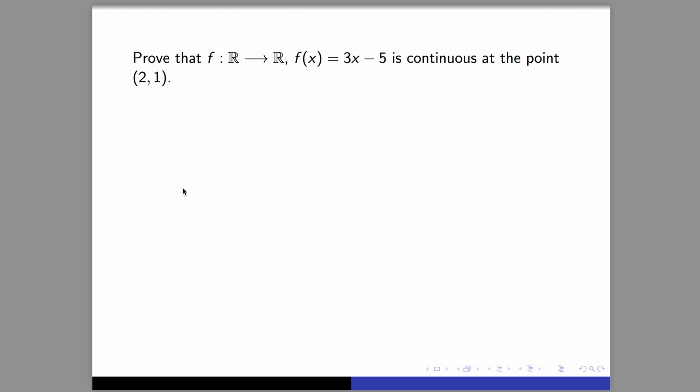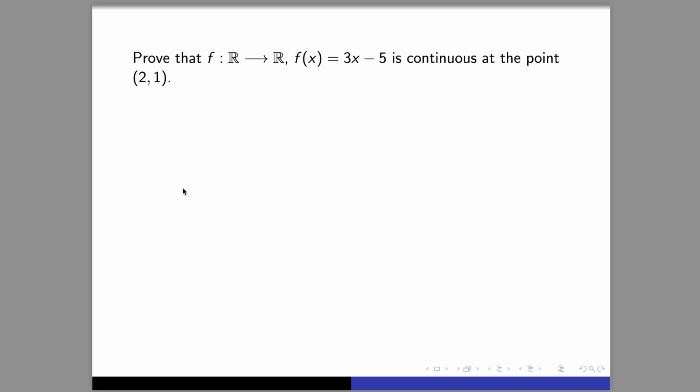We're going to prove that two functions are continuous at points. So this is going to be using the epsilon delta definition of continuity. Later we'll see another slightly easier way to do this using sequences and limits. But let's get some practice.